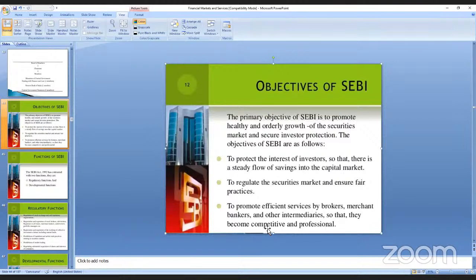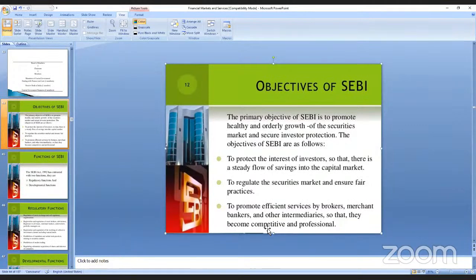So directly you can write that the primary objective of SEBI is to promote healthy and orderly markets. There is a difference between primary and secondary. When the company releases stock directly and we buy it, that is where you are investing. That is one investment. And the other one is the secondary market. There we are also having persons investing their money. So it also makes the merchants promote, and it makes the intermediaries competitive professionals.